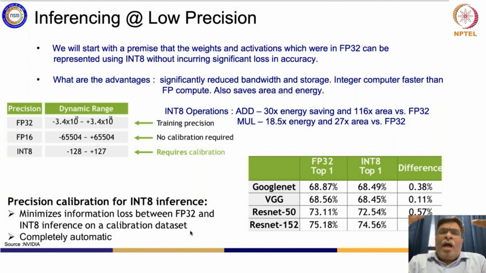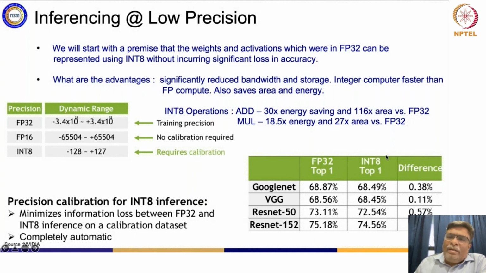Now let us try to understand the difference in the performance or accuracy of various networks. So if you take FP32 and you consider top one results, whatever top results you consider for anything, this is an example wherein GoogleNet gives you 68.87% accuracy. VGG gives you this. ResNet 50 gives you 73.11. ResNet 152 gives you 75.18.